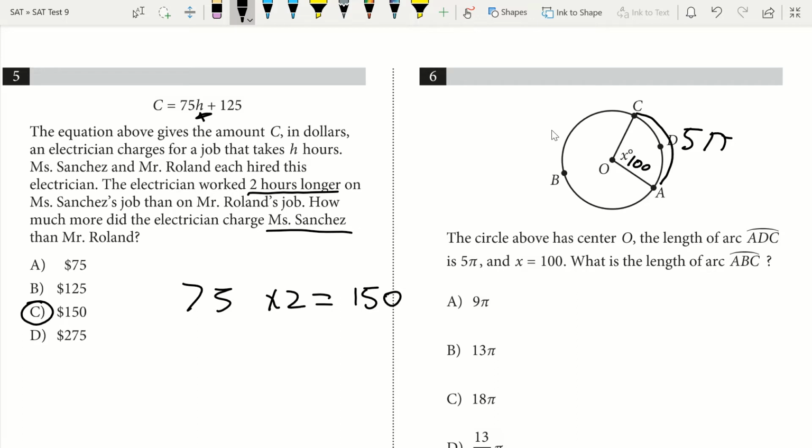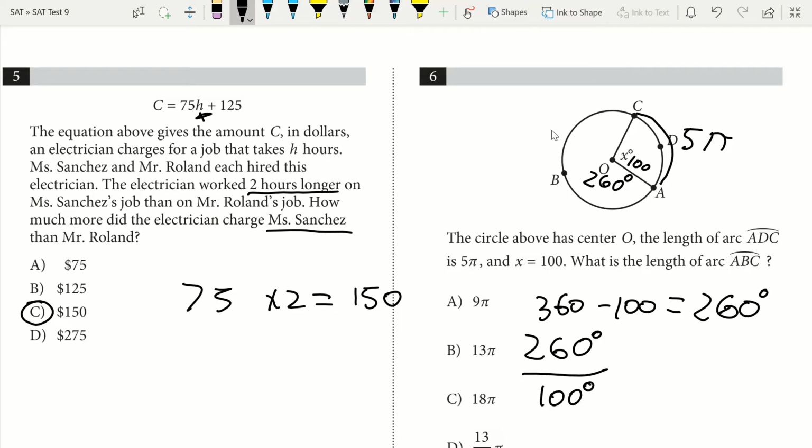All right, well, what we know is that there are 360 degrees in a circle. We know that there's 100 degrees from arc ADC. So that means that there's going to be 260 degrees for the rest of this circle. So when we take that 260 degrees and put it over the 100 degrees from our 5 pi, from this arc length, I'm sorry, we get 2.6.